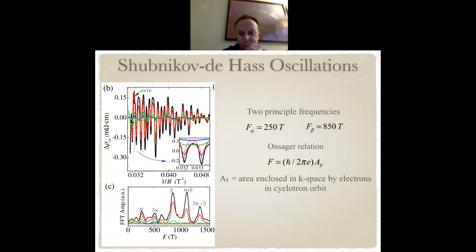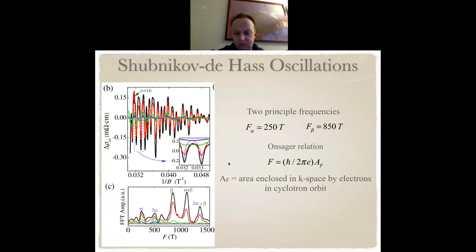I believe the colors are different temperatures. I'm not sure. I had to cut up these graphs, so all the markings might not be on there. But you see the oscillations decrease with temperature as expected. And from these oscillations, you can take a fast Fourier transform. They found 2 principal frequencies, 250 Tesla and 850 Tesla. And that basically corresponds to 2 different bands of the Fermi surface.